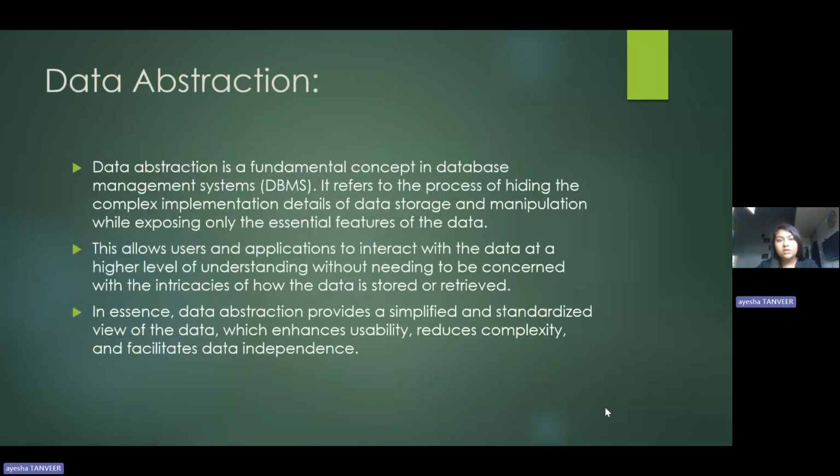Data abstraction. Data abstraction is a fundamental concept in database management system. It refers to the process of hiding the complex implementation details of data storage and manipulation while exposing only the essential features of the data. This allows users and applications to interact with the data at a higher level of understanding without needing to be concerned with the intricacies of how the data is stored or retrieved. In essence, data abstraction provides a simplified and standardized view of the data, which enhances usability, reduces complexity, and facilitates data independence.